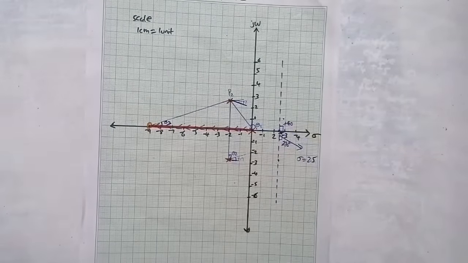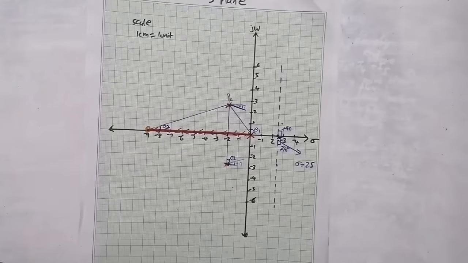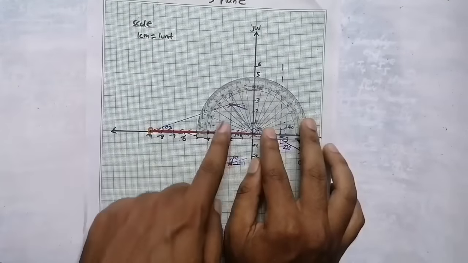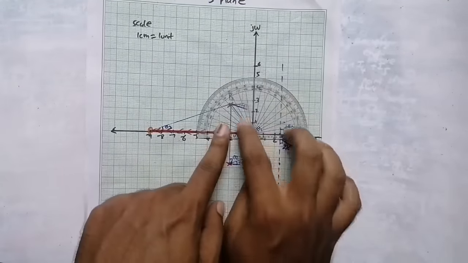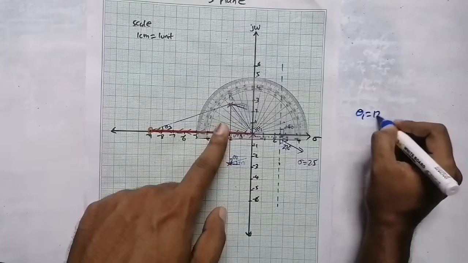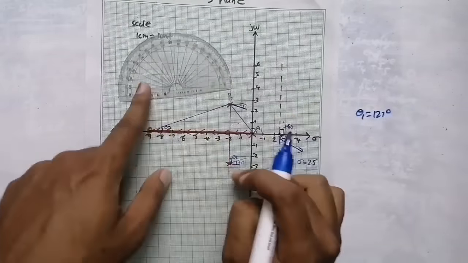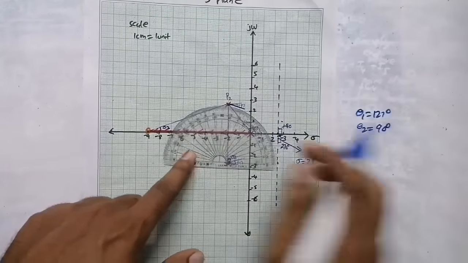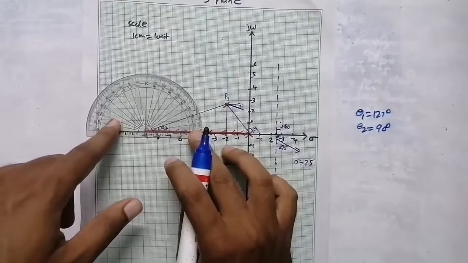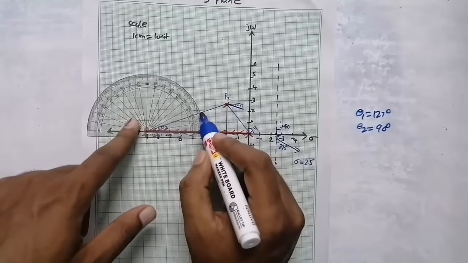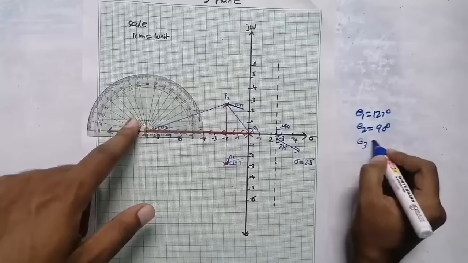Now we need to find theta 1 and theta 3 using a protractor. For getting theta 1, place the protractor here, then measure the angle. This is 120, so we will get the angle theta 1 as 127 degrees. Now theta 2, we already know this is 90 degrees, perpendicular. So theta 2 is 90 degrees. Now theta 3, if you keep the protractor here, theta 3 is going to be 21 degrees.